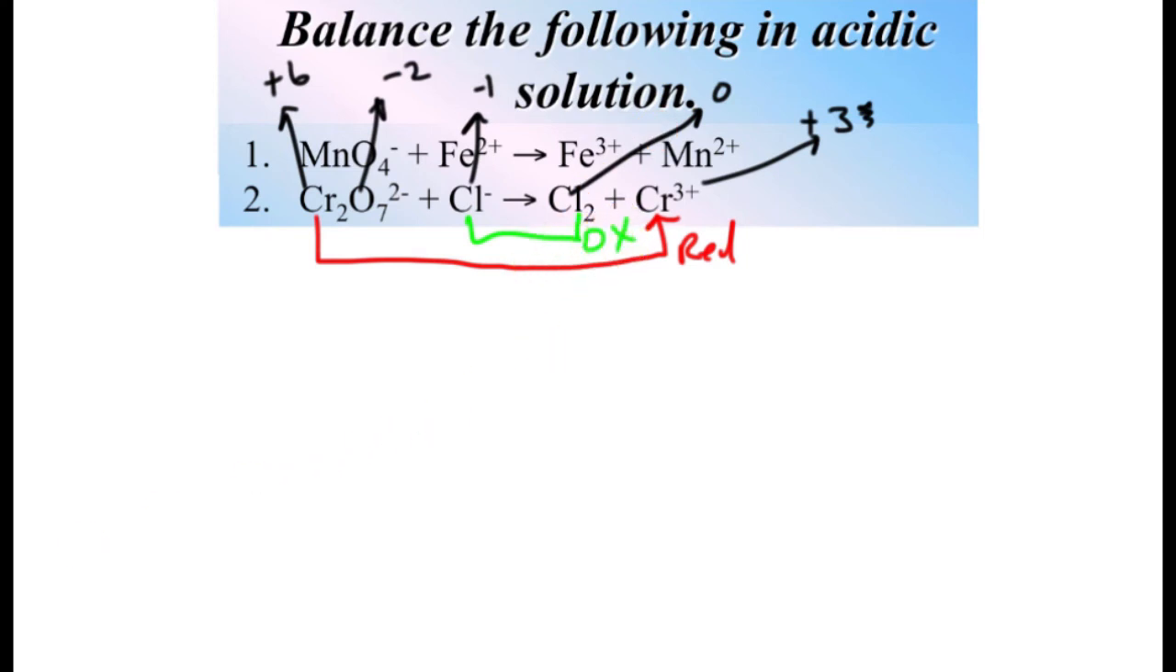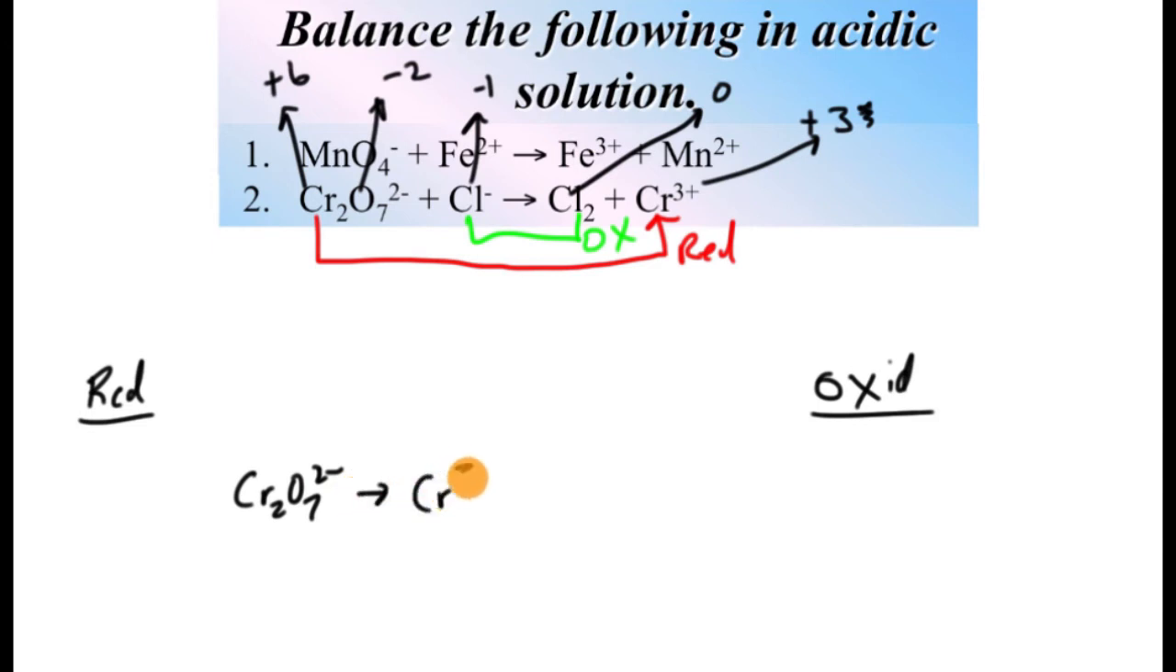Alright, so write them both out in two half reactions. My reduction I'm going to put over here. Oxidation I'm going to put over here. So you've got dichromate, 2-, and that's going to go to chromium 3+, and I have chloride, Cl-, going to chlorine.